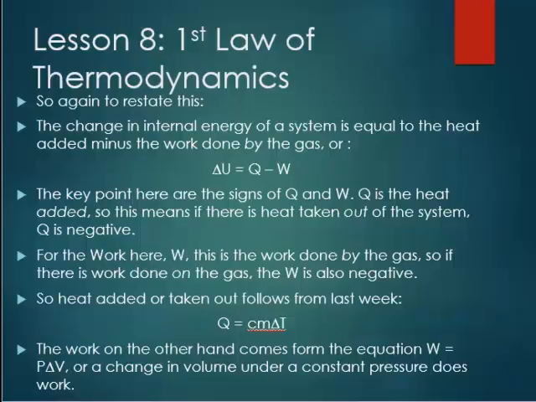And we saw from our lectures last week that the heat taken out of a gas follows the calorimetry equation, where Q equals Cm delta T. The work, on the other hand, comes from the equation work equals P delta V, where a change in volume under a constant pressure does work. The other thing of interest here is what delta U equals, and remember the internal energy of a system is proportional to the temperature. So this comes into play when we look at the processes on the next slide, on how a constant temperature or isothermal process plays into our different discussions.